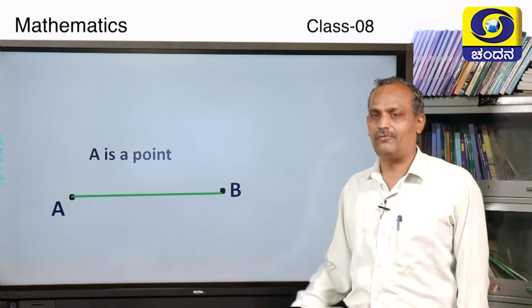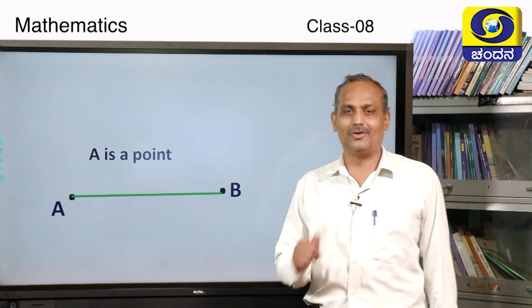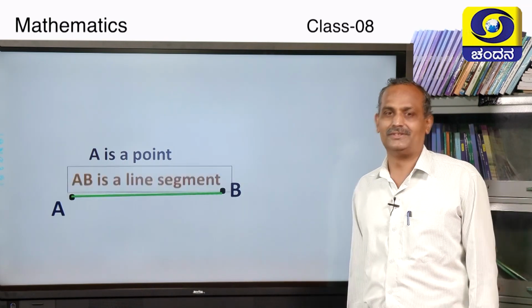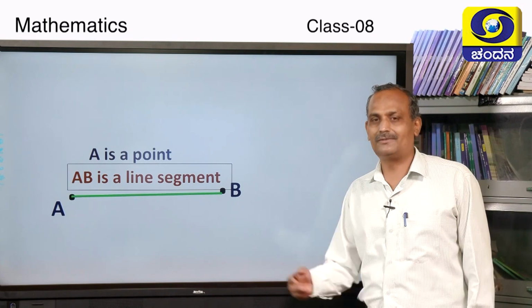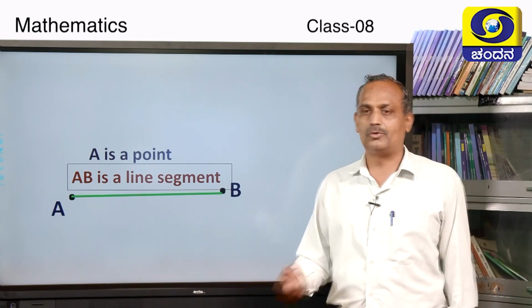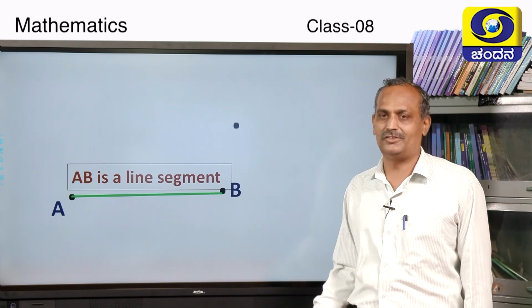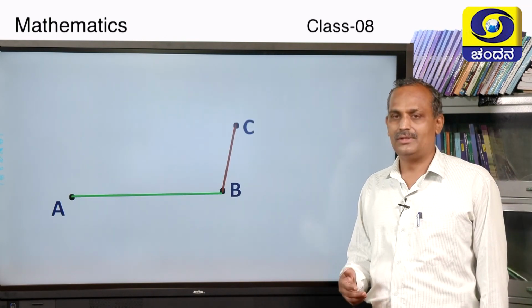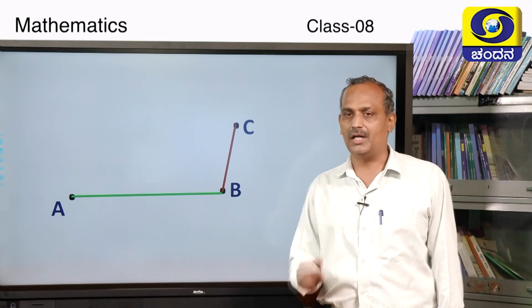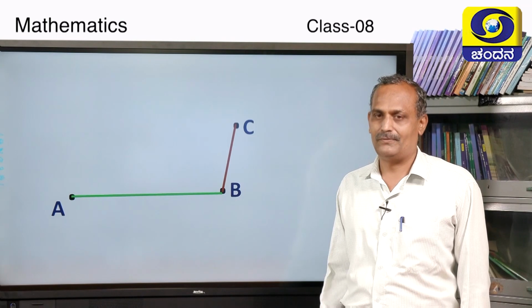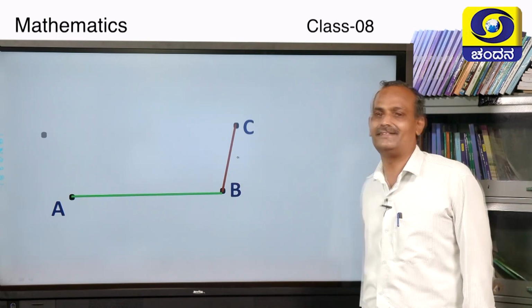What do you call AB here? Yes, you are telling right. AB is a line segment. Good. Now, let us move further. I am going to put one more point here. Let us call this third point as point C. Join these two. What do we get now? We have got the line segment BC. So, BC is also a line segment.